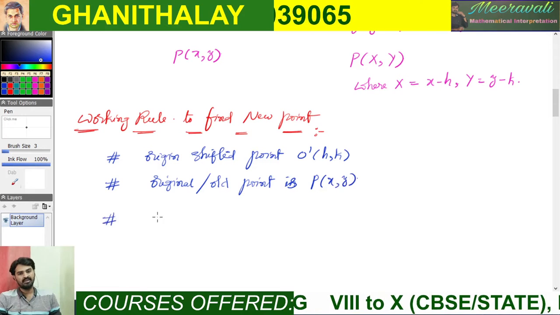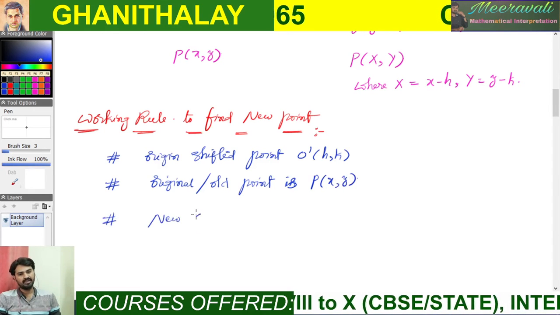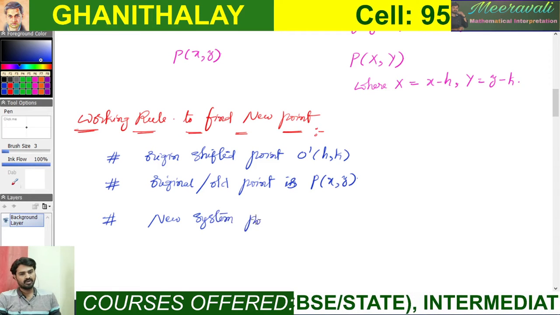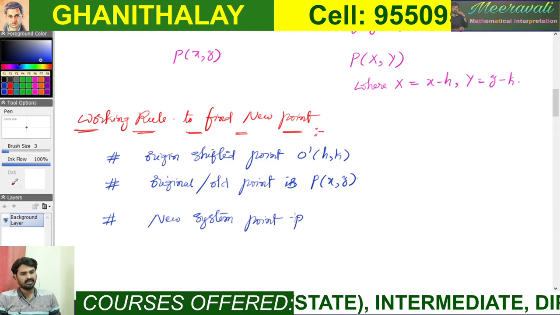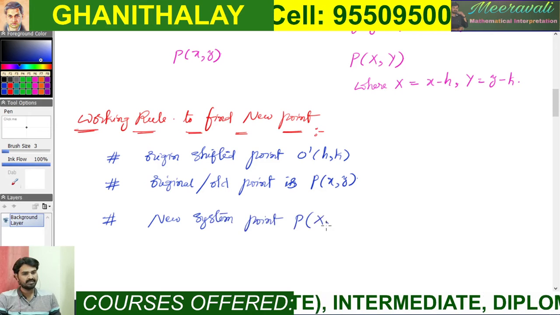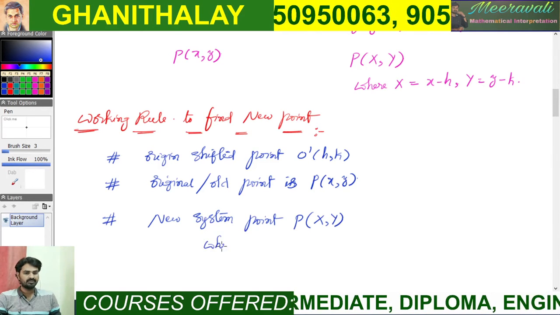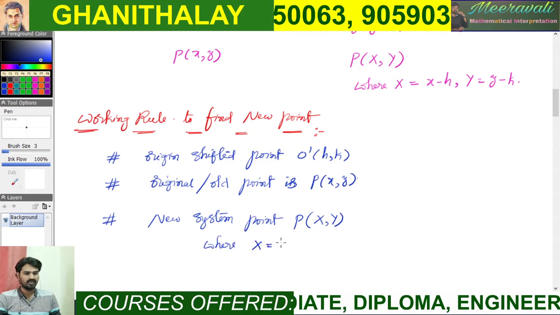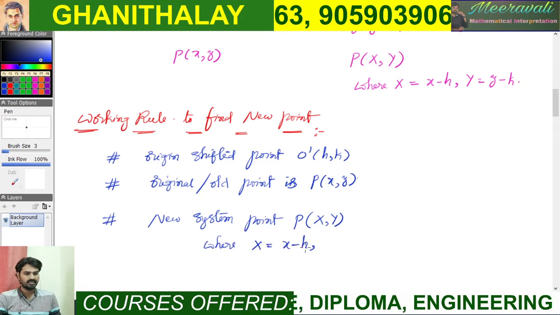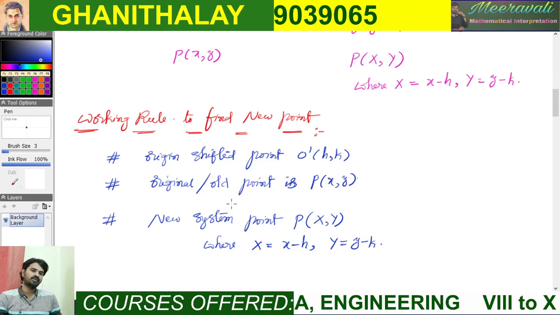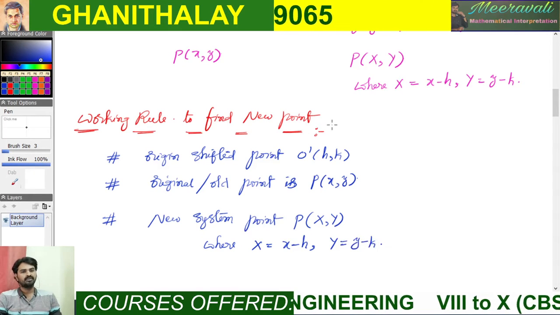Now finally, new system point can be taken as P capital X comma capital Y. So to find the capital X, you should write the capital X formula, small x minus h, capital Y formula, small y minus k. Okay, they are the working rule to find the point.